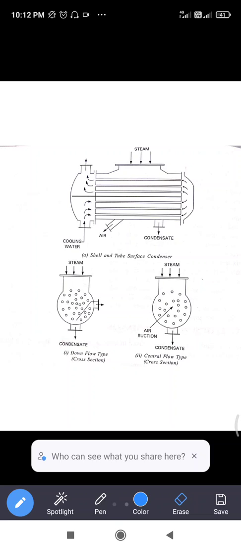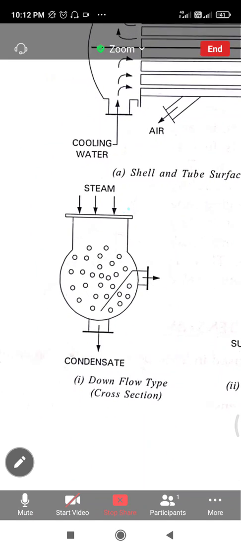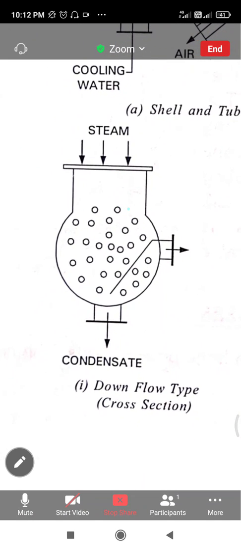Now we'll discuss the second one, the downflow type, also known by its cross section. You can see the cross section figure of the downflow type on my screen. This shows the sectional view. This is a sectional view of the downflow surface condenser.